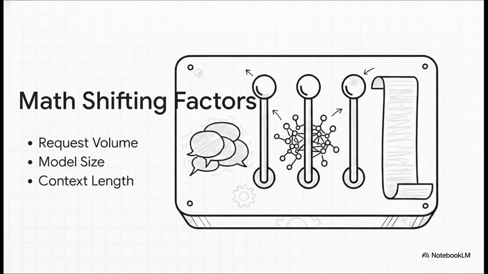Now, that 10,000 number isn't static, though. For businesses to calculate their exact crossover point, they have to run the math using 3 key variables. First, request volume, which is how often the AI is used by your team or customers. Second, model size, which is the parameter count dictating your hardware needs, because obviously bigger models require beefier GPUs. And third, context length, or how much of that KV cache memory is going to be devoured per request. You change any one of these levers, and your entire economic balance shifts, moving that crossover point up or down.